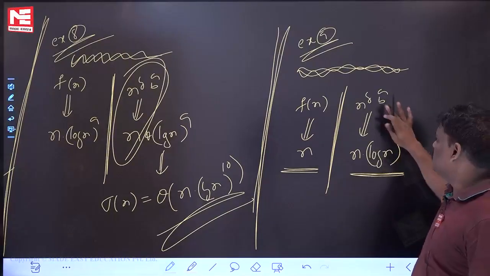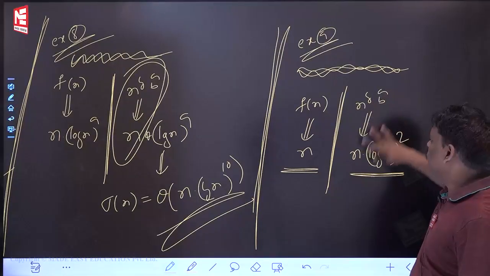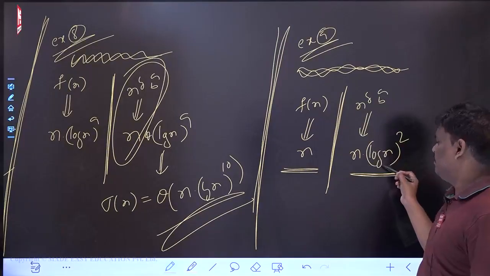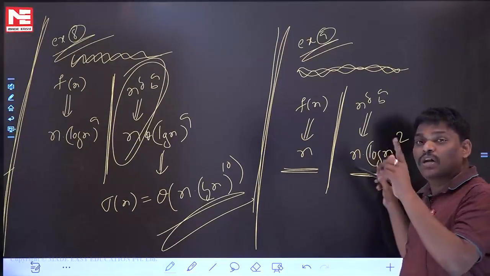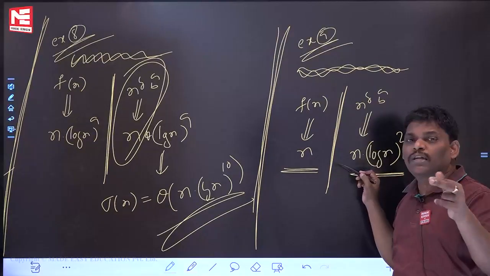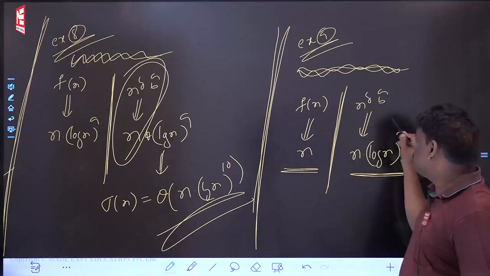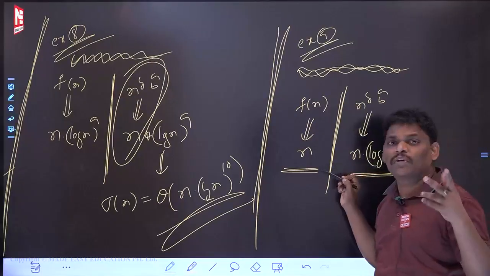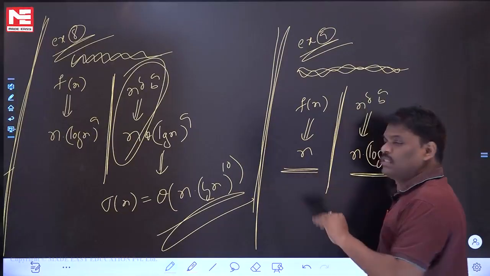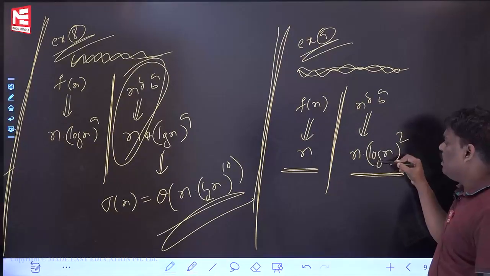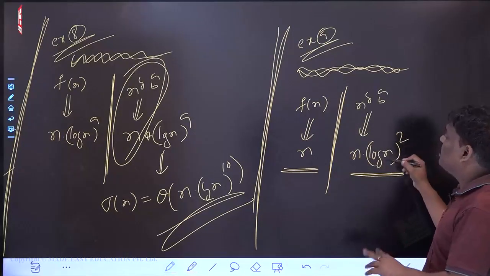Can you help me now? Just come to the right hand side and ask him, are you bigger or smaller? Bigger. How many times? (Log n) square times bigger. (Log n) square means what? Logarithmic. So he is bigger by logarithmic time. Case 1, case 2 fail because they want only polynomial. You came to case 3. Case 3 you came is logarithmic times bigger than Fn, it's okay.